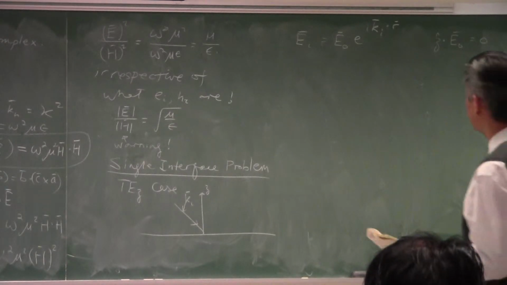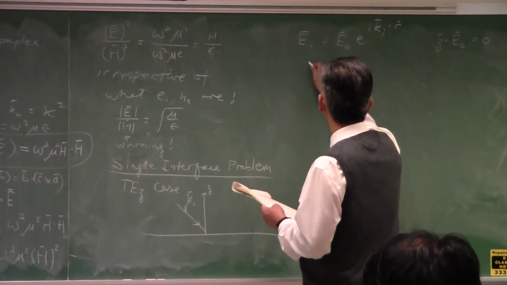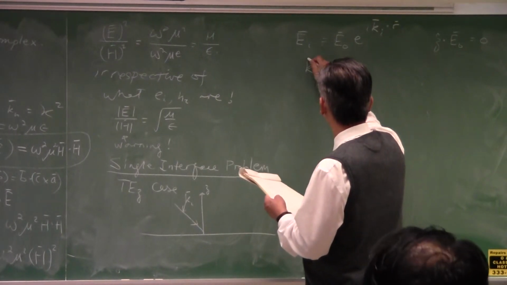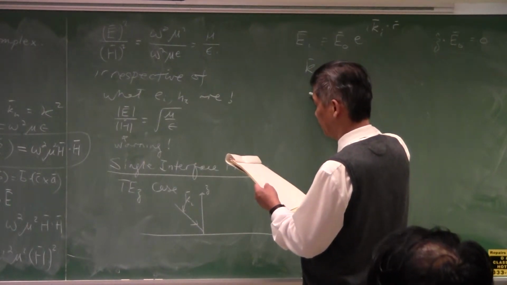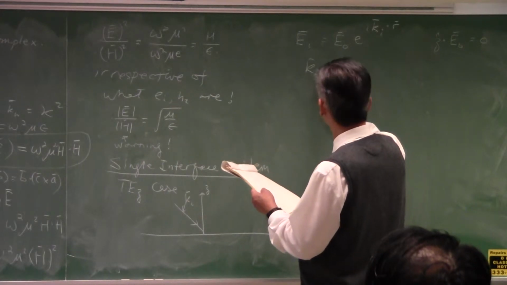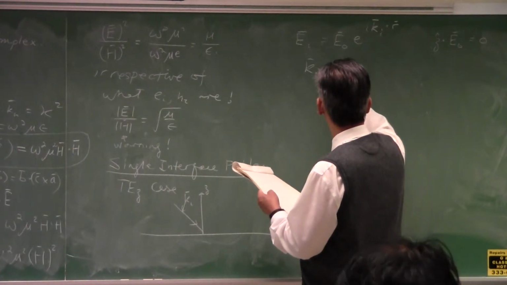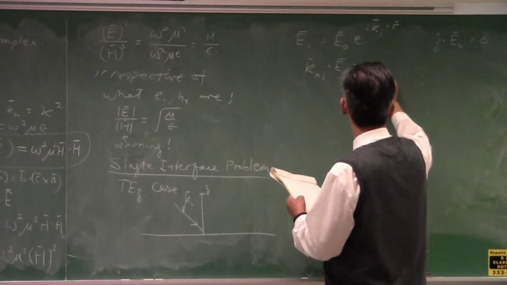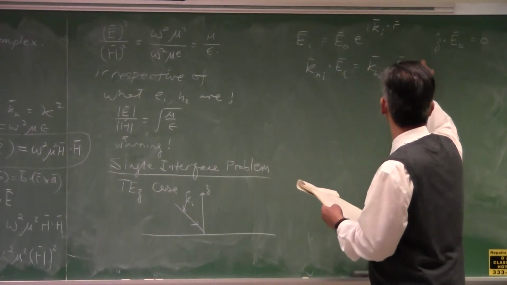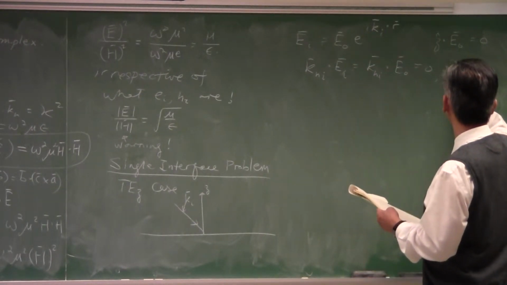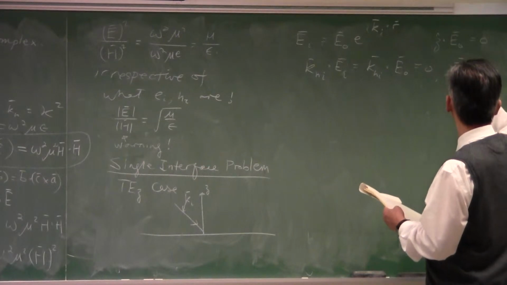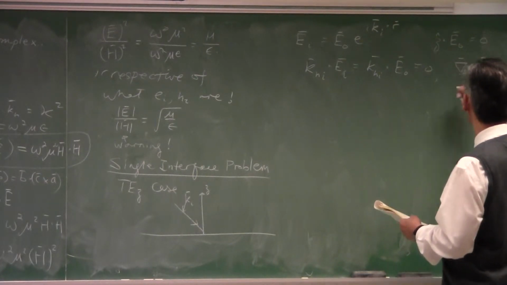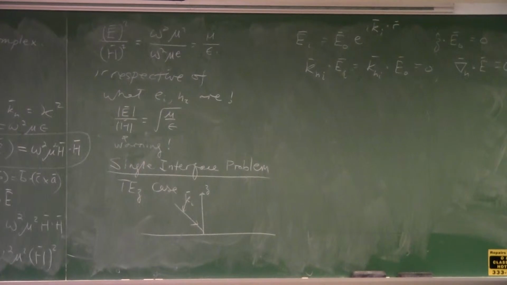And I know that KH and KE are the same in this case. This follows from the divergence of H and E equal to 0 condition. So for the K vector that corresponds to the incident wave, this must be true.